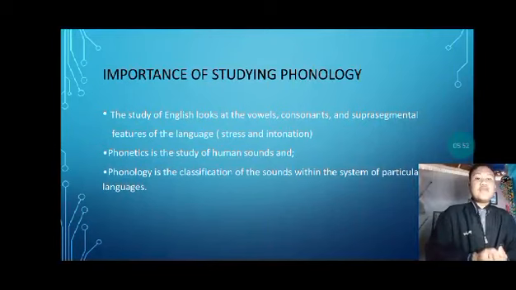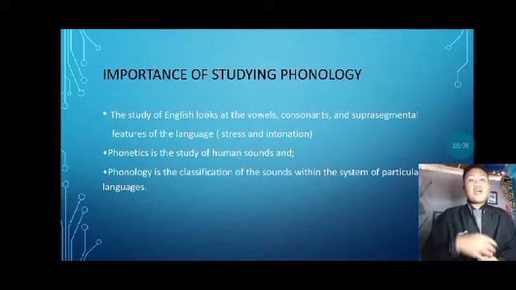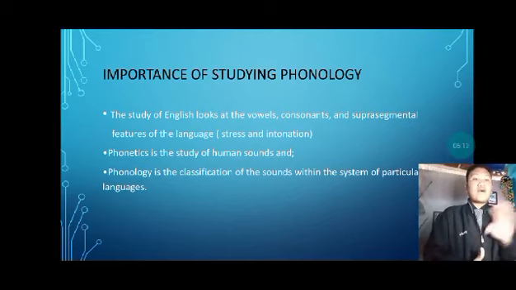Importance of studying phonology. The study of English looks at the vowels, consonants, and suprasegmental features of language: stress and intonation. Of course, mahalagang pag-aralan natin ang importansya ng phonology because tinatalakay dito ang vowels and consonants and suprasegmental.